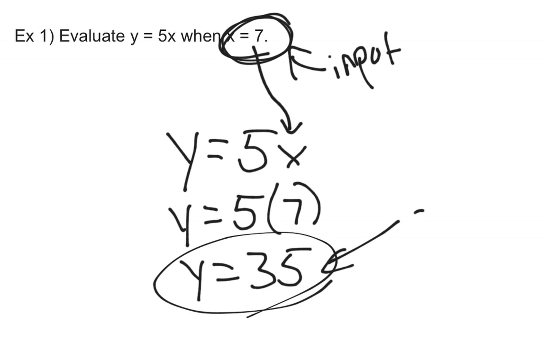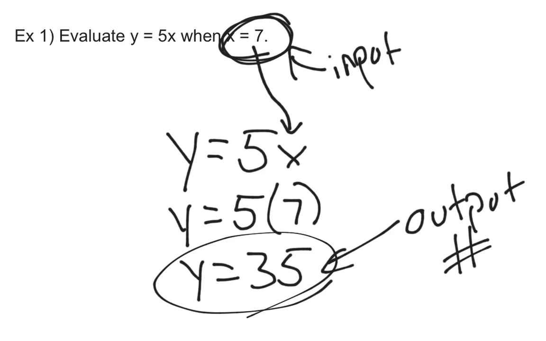Now, they didn't ask us, but just to point out again, the 35 will be considered an output number, because that is the answer that we got that came out of the 7 going in. 7 went in as an input number, 35 came out as the output number, or our result.